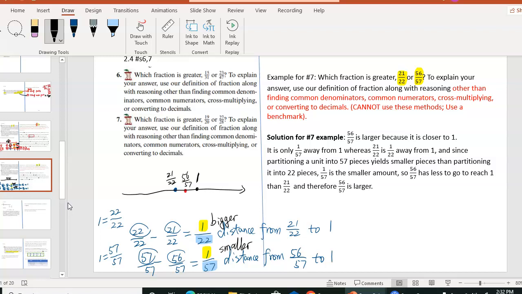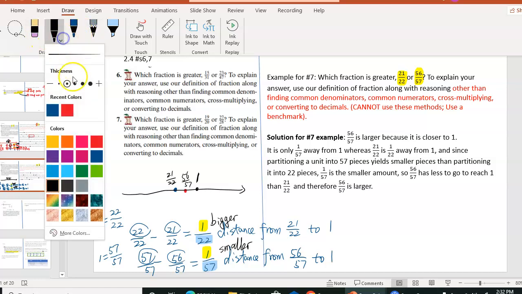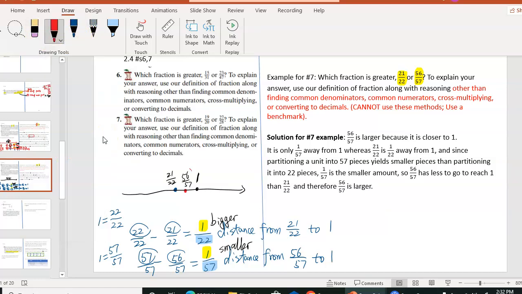Okay, once we've figured out the position of the two numbers, you can ignore the benchmark 1. Just look at which number is on the right side. So this one is to the right of 21/22. That means it's bigger.